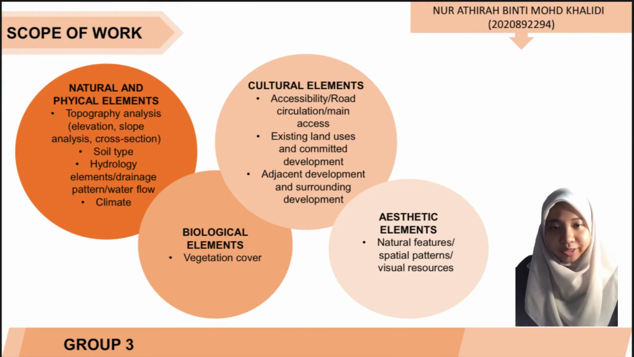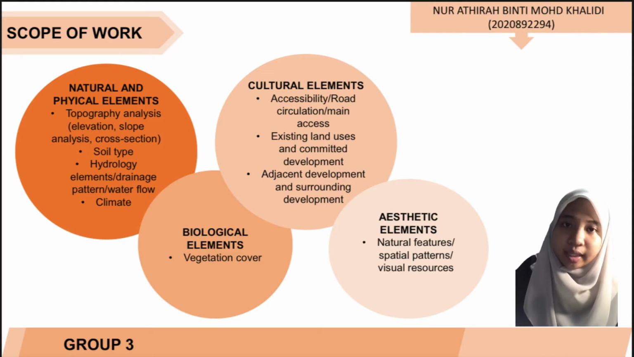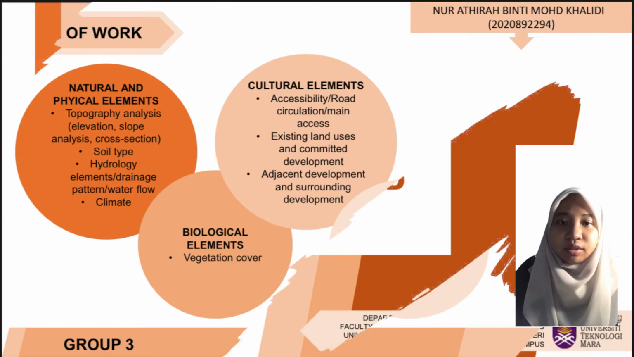The scope of work that has been involved in this project includes 4 elements of natural physical, which are topography, soil type, hydrology element, and climate. After that, 3 elements of cultural, that is accessibility, existing land use, and adjacent development. Other than that, biological of vegetation, and aesthetic elements of natural features, spatial patterns, and visual resource.